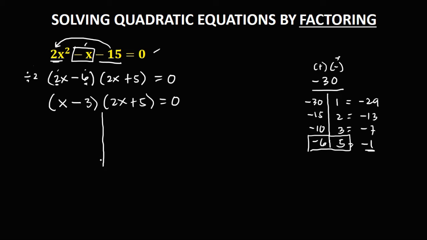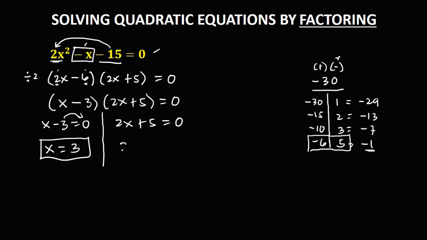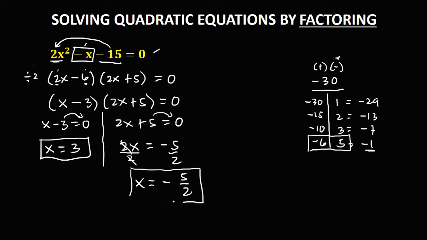Then to solve for x, equate these factors to 0. So x minus 3 equals 0 and 2x plus 5 equals 0. Then solve for x: x equals, transposing, positive 3. And for the other one, 2x equals, transposing, negative 5. Then divide by 2 on both sides. So x is equal to negative 5 over 2. Therefore, the solutions of this quadratic equation are x equals positive 3 and x equals negative 5 over 2.